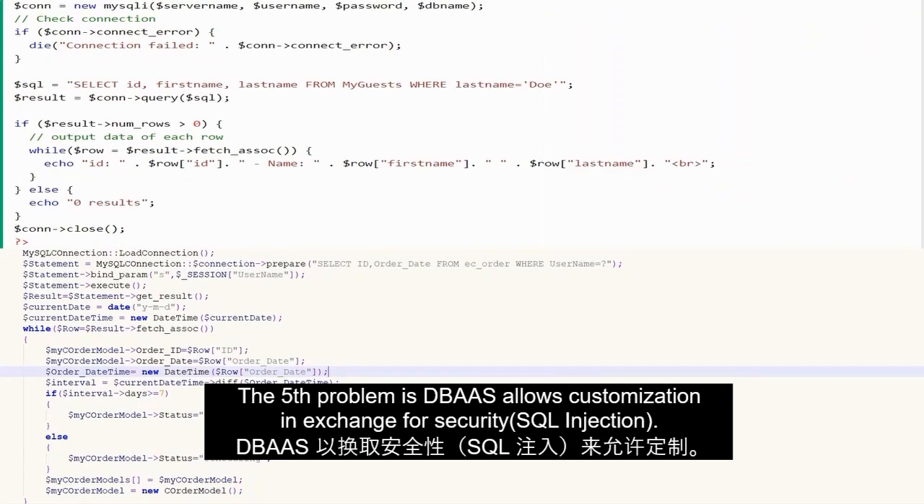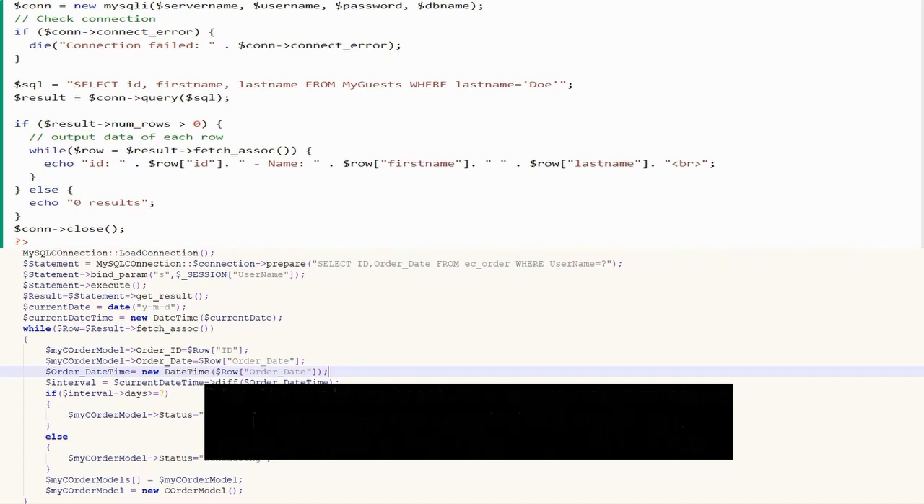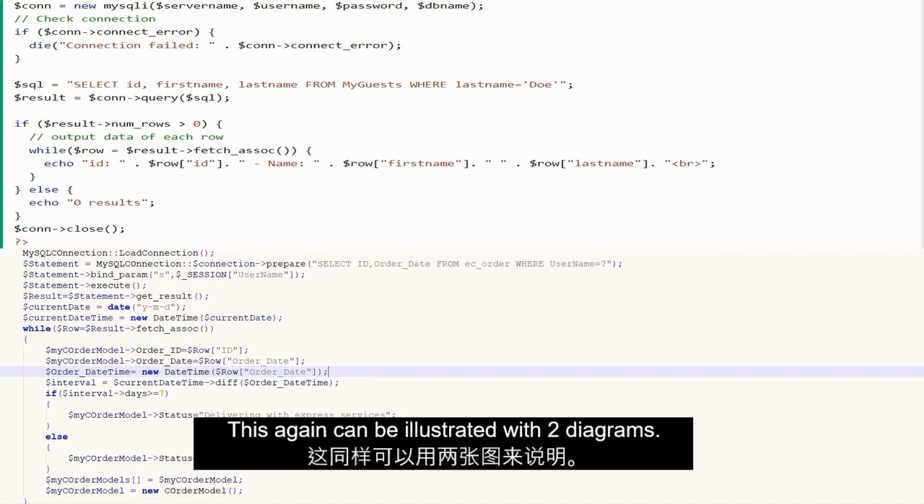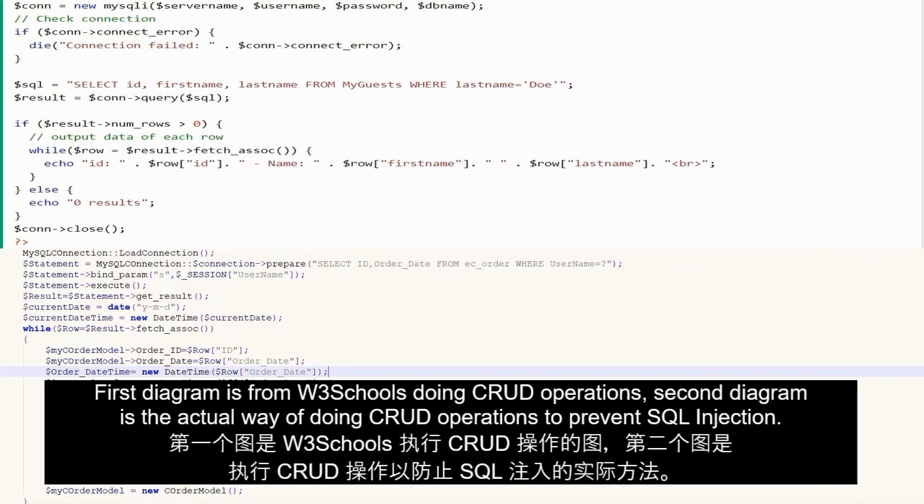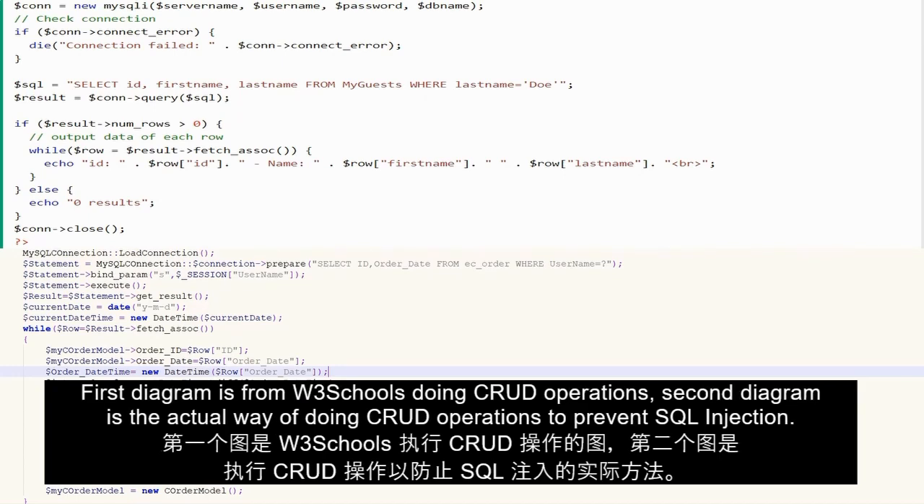The fifth problem is DBAAS allows customization in exchange for security, SQL injection. This again can be illustrated with two diagrams. First diagram is from W3 Schools doing CRUD operations. Second diagram is the actual way of doing CRUD operations to prevent SQL injection.